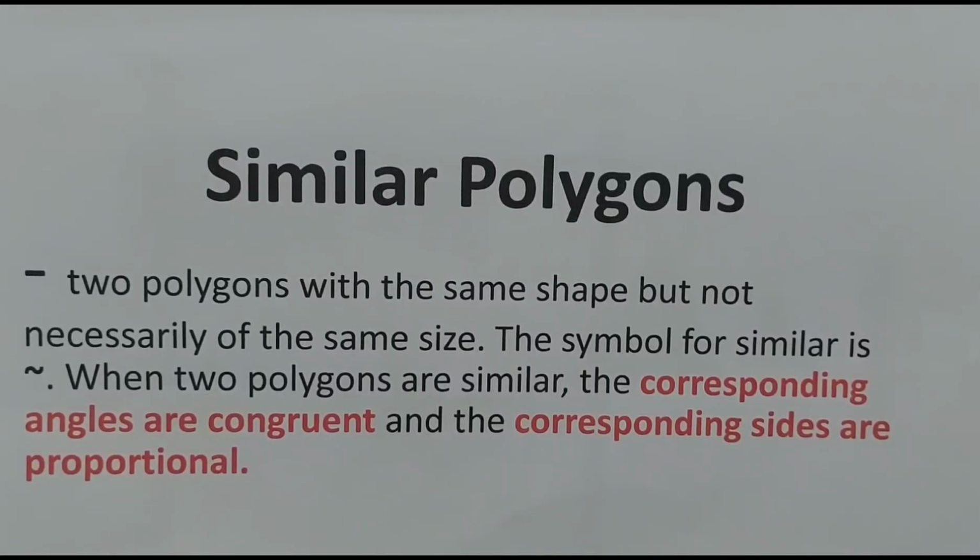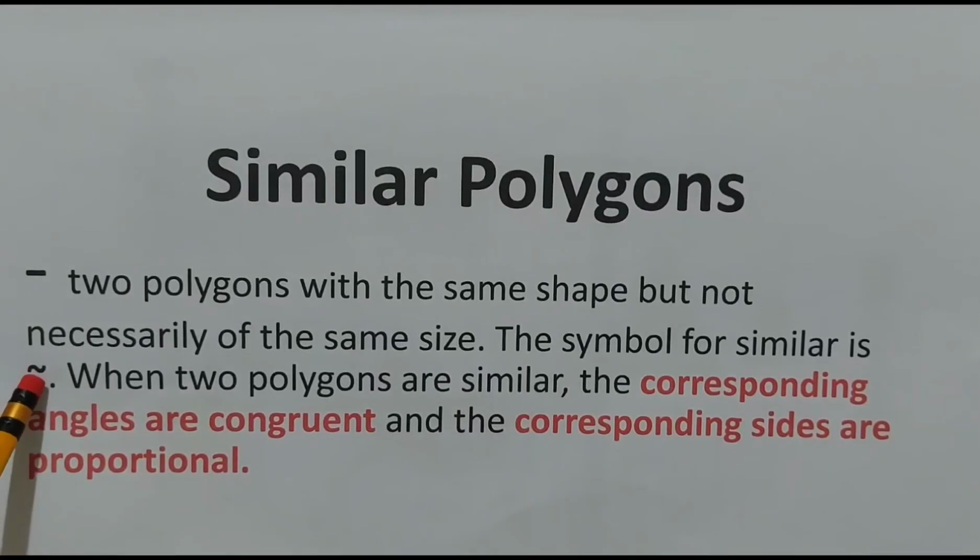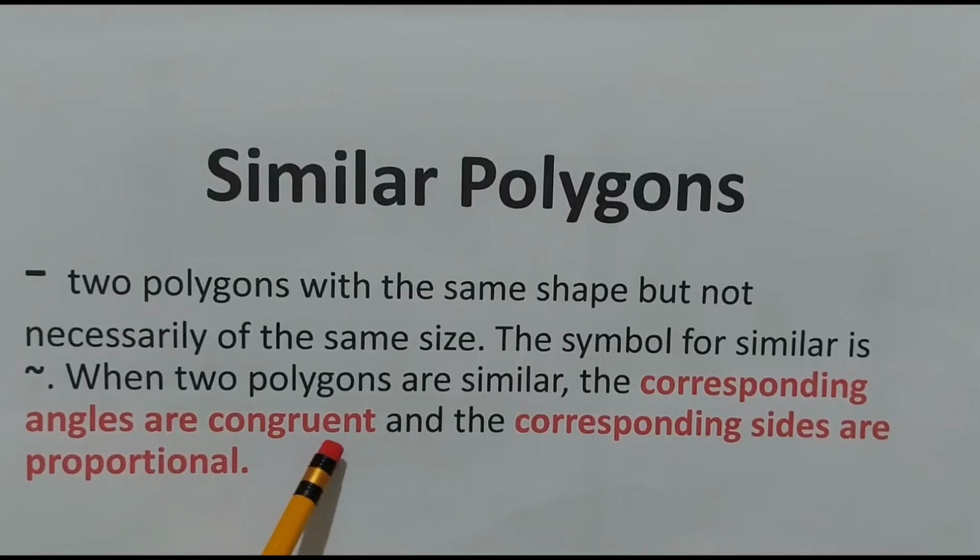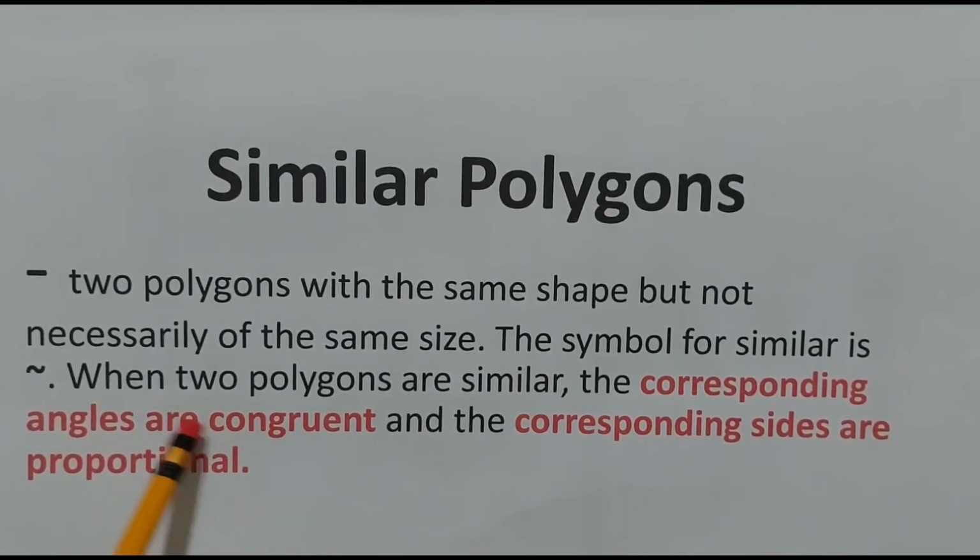So how do we define similar polygons? Similar polygons are two polygons with the same shape but not necessarily of the same size. The symbol for similarity is this one. So if you see this symbol, this is the symbol for similarity. When two polygons are similar, the corresponding angles are congruent, and the corresponding sides are proportional.